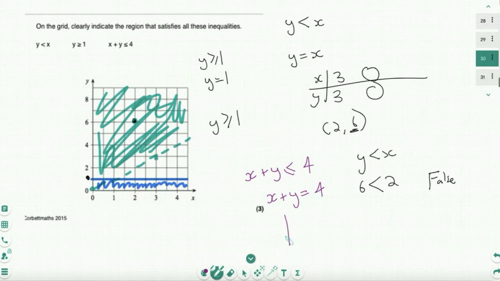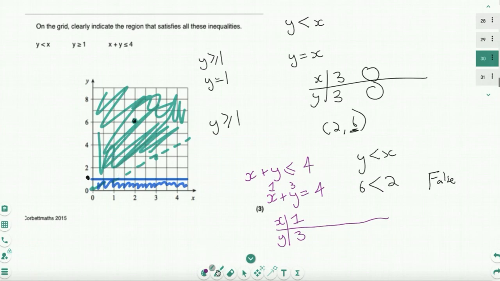So let's draw our little table, and let's just choose a number for x. X is 1. So if x is 1, 1 plus y equals 4. Well, y has to be 3. 1 plus 3 equals 4. So y has to be 3, and that's our first coordinate. 1, 3. 1, 3 is here.